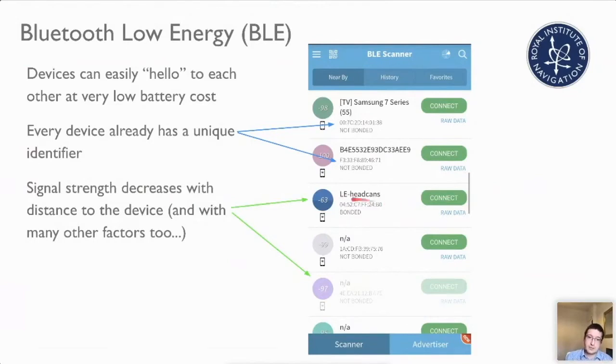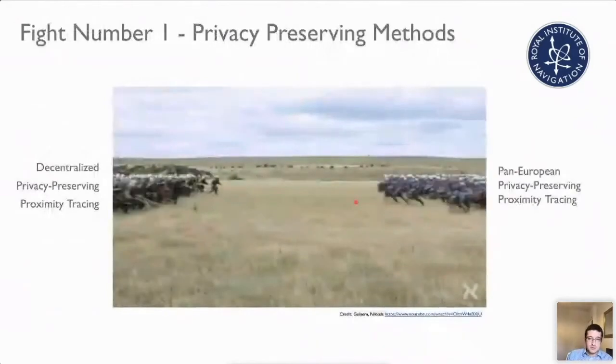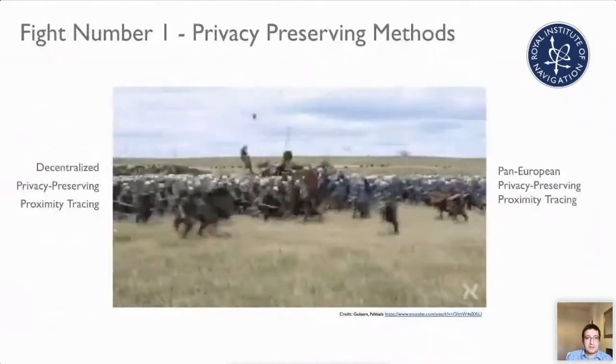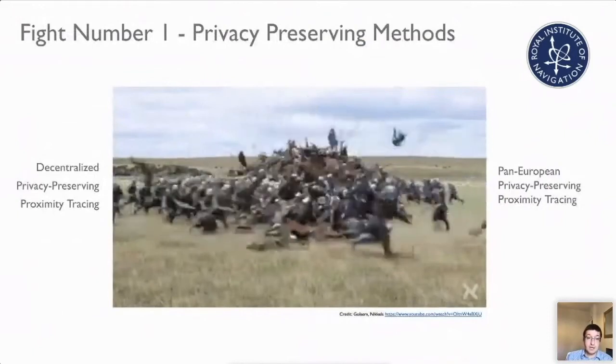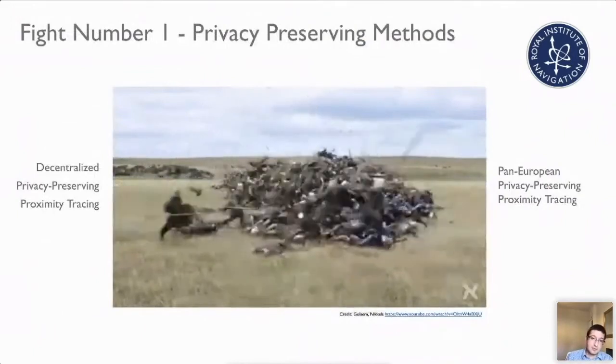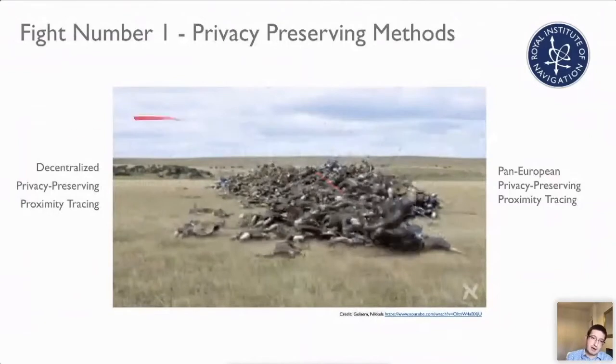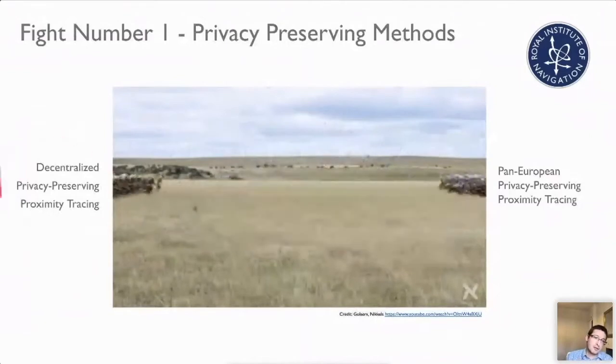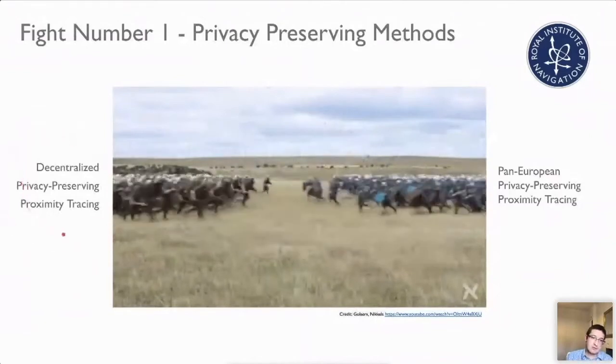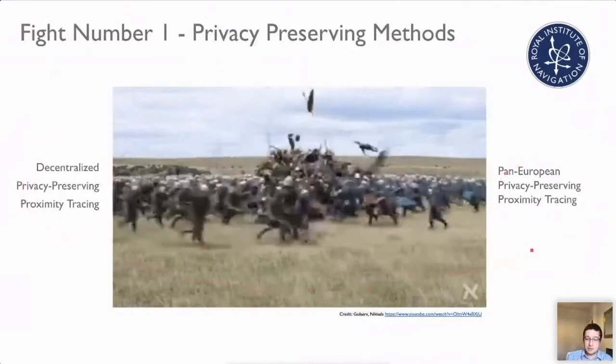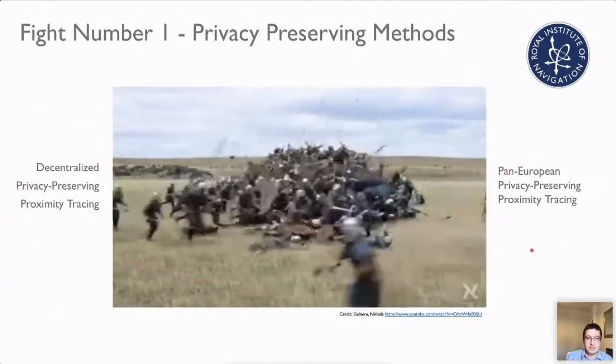But one of the first things people were concerned about was these unique identifiers, and the idea that if you're going to log them, you might be able to identify the original person through that identifier. And so people immediately started figuring out privacy preserving techniques to anonymize the Bluetooth information. And the first fight broke out between people who were promoting decentralized versions of privacy preserving techniques and people who were promoting centralized versions.